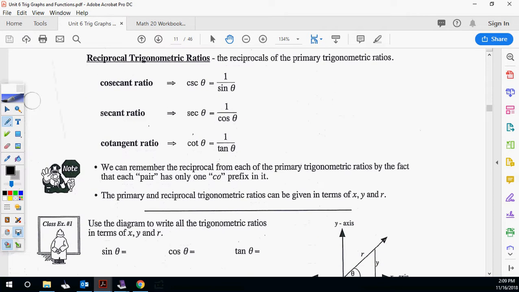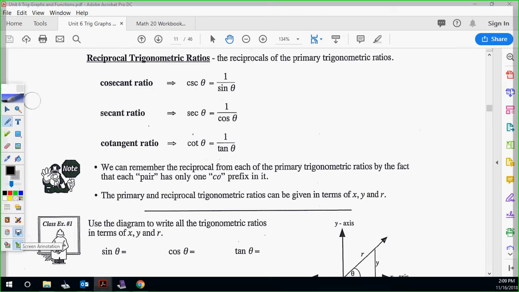I just remembered. But so here are the flips, the reciprocals. Cosecant, CSC theta, is 1 over sine. So it's the reciprocal of sine. Secant is the reciprocal of cosine. And I'm saying reciprocal, not inverse. They're flipped. So a little bit different. Cotangent is the reciprocal of tangent.